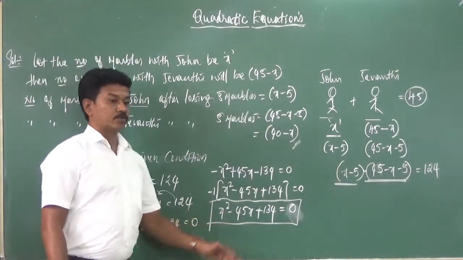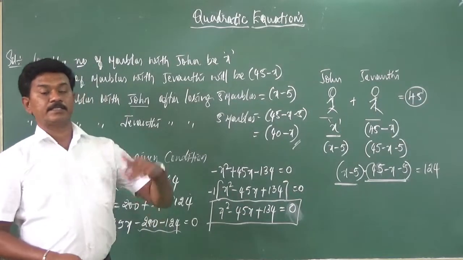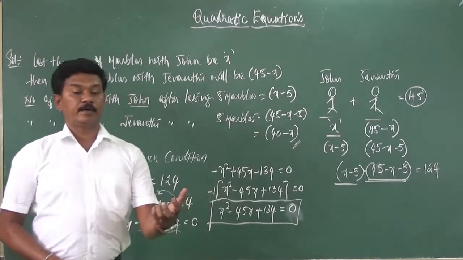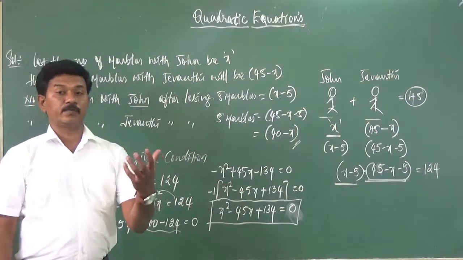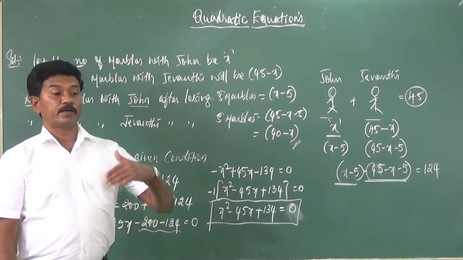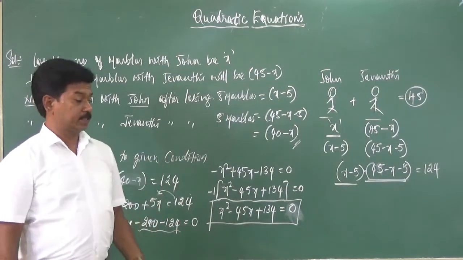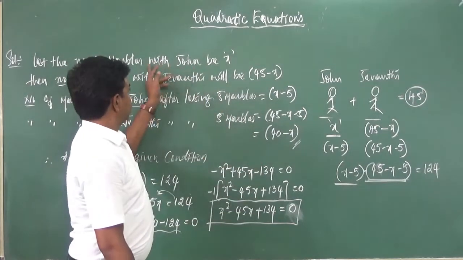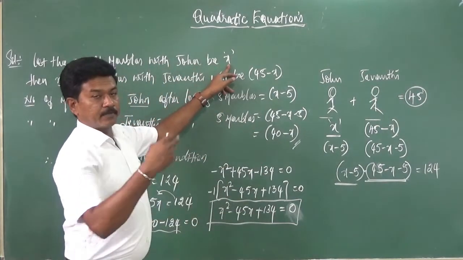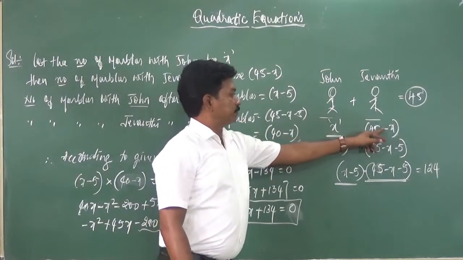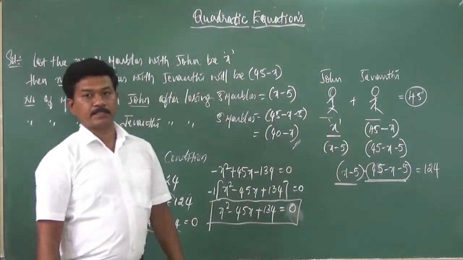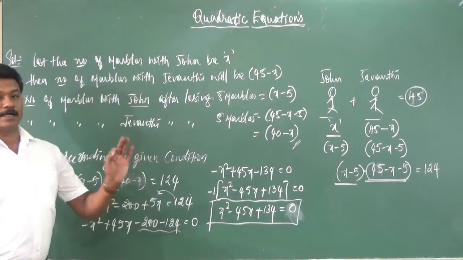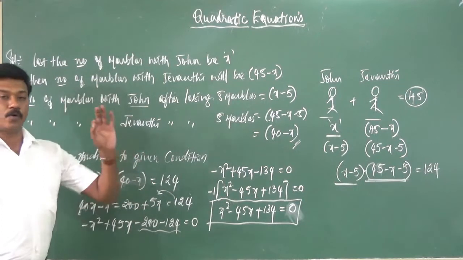So among those two roots, if you get both positive, then the answer becomes a dual answer. If only one x value is negative and the other is positive, we should take only the positive value, because you are counting the number of marbles. So for example, if x is equal to 10, then the number of marbles with John will be 10, and the number of marbles with Jivanti will be 45 minus 10, that is 35 marbles. As it is a statement problem, you have to represent the answer in statement form only.